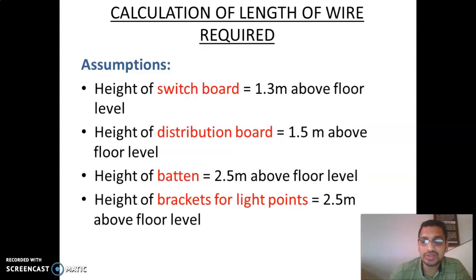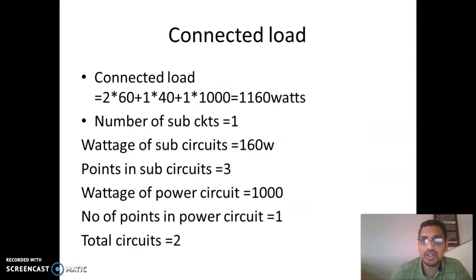We first calculate the connected load. We have two light points, and we assumed 60 watts for each lamp, so 2 into 60, plus one fan, 1 into 40, where 40 is the wattage of the fan, plus 1 into 1000, where 1000 is the power plug wattage, with one power plug. So we get 1160 watts.